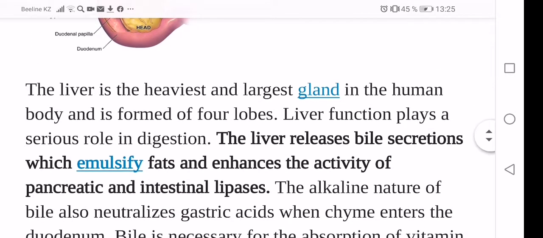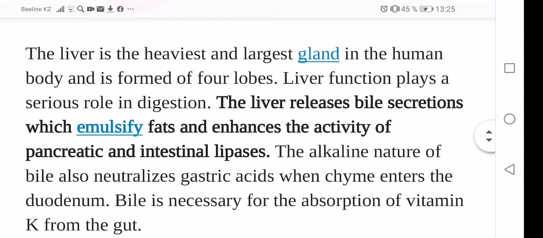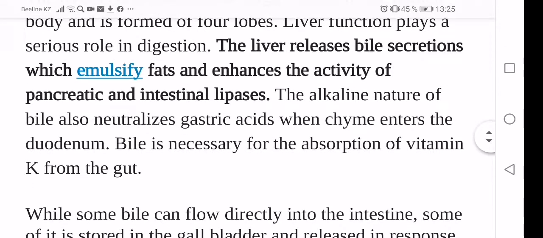The liver is the heaviest and largest gland in the human body and is formed of 4 lobes. The liver plays a serious role in digestion. The liver releases bile secretion which emulsifies fats and enhances the activity of pancreatic and intestinal lipases. The alkaline nature of bile also neutralizes gastric acids when chyme enters the duodenum.